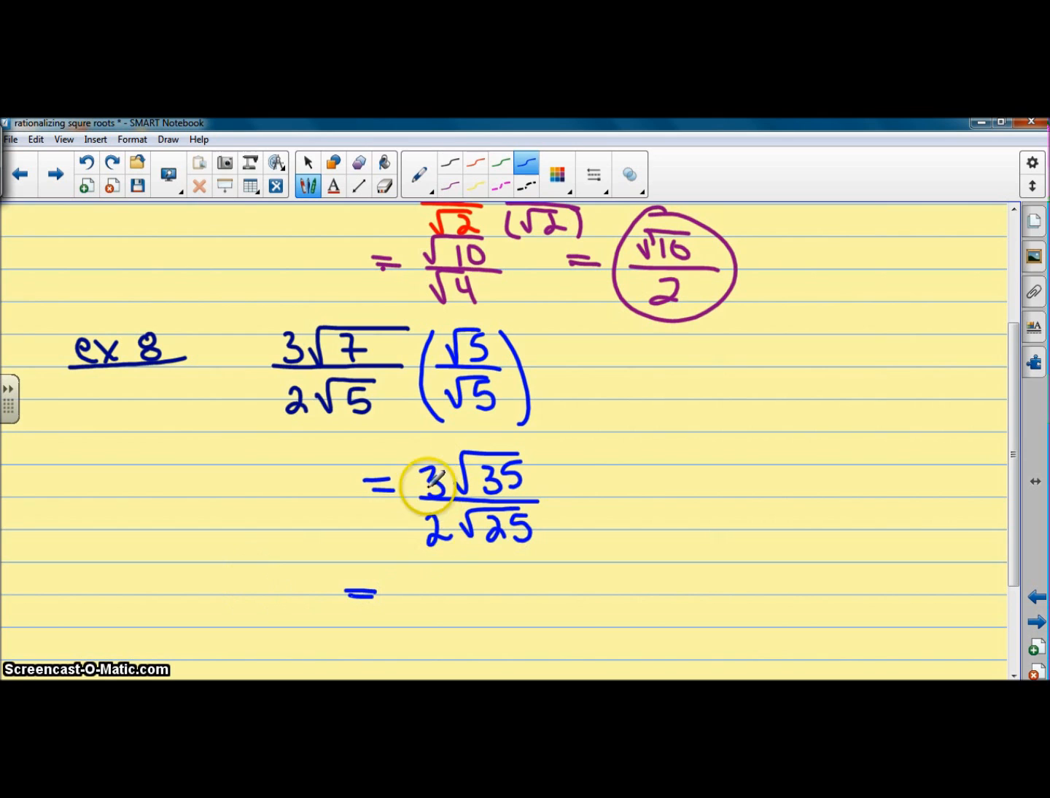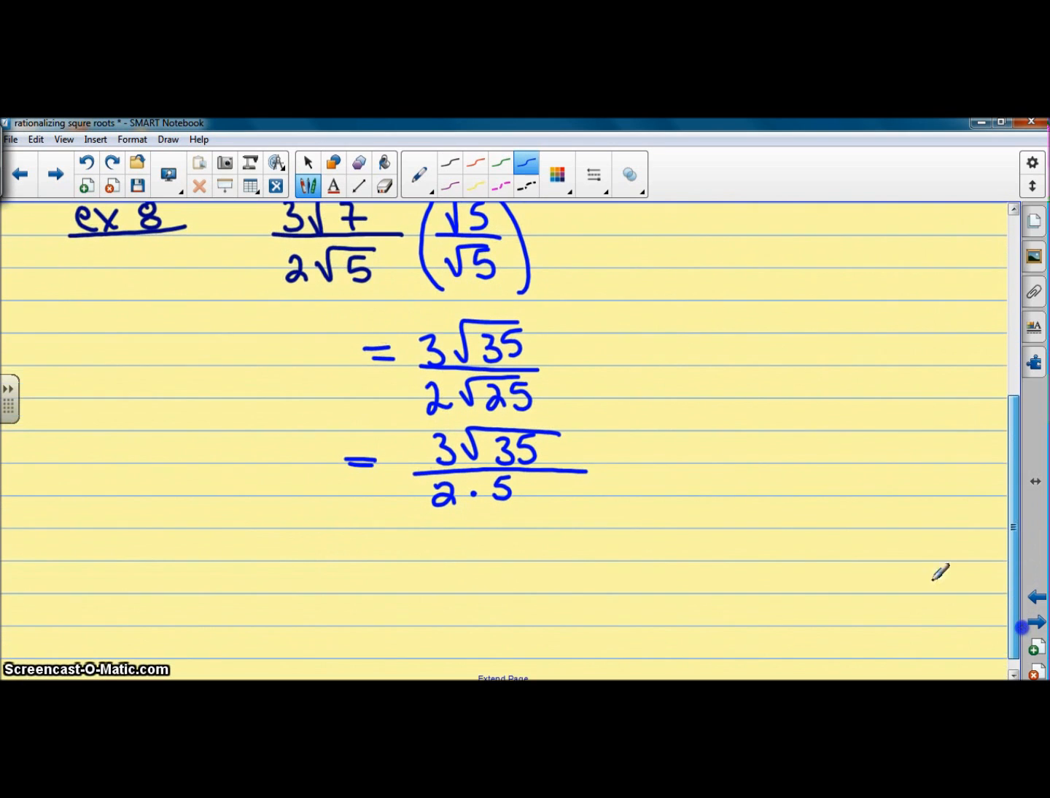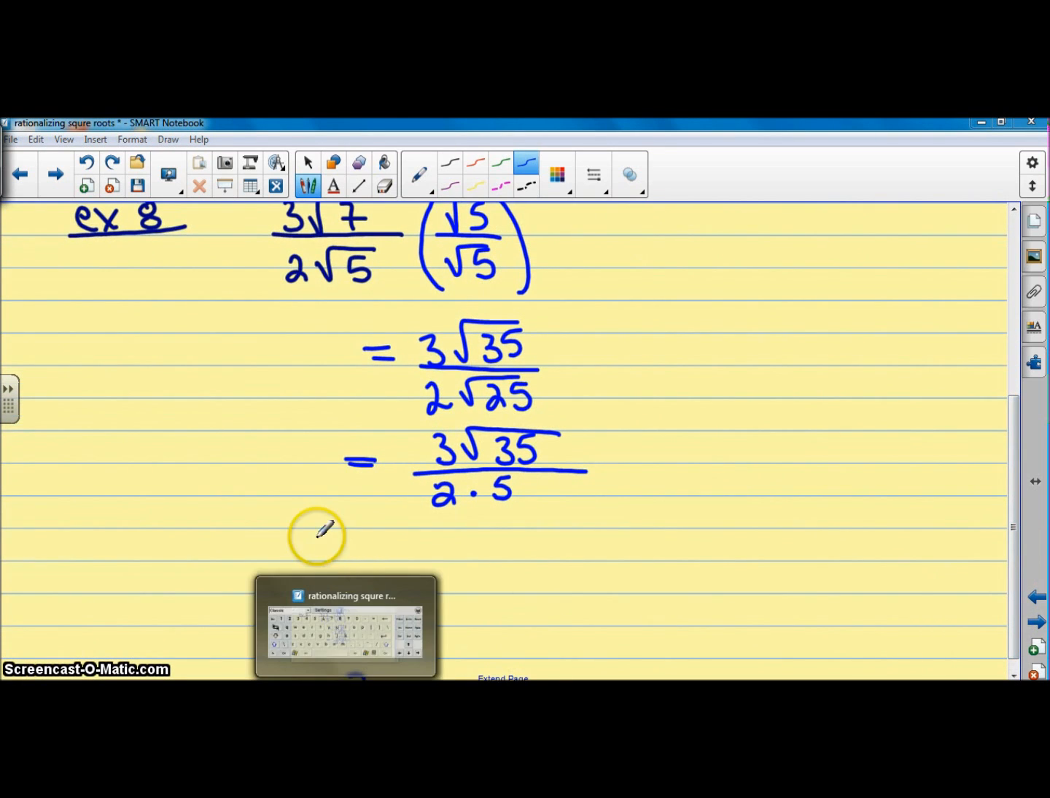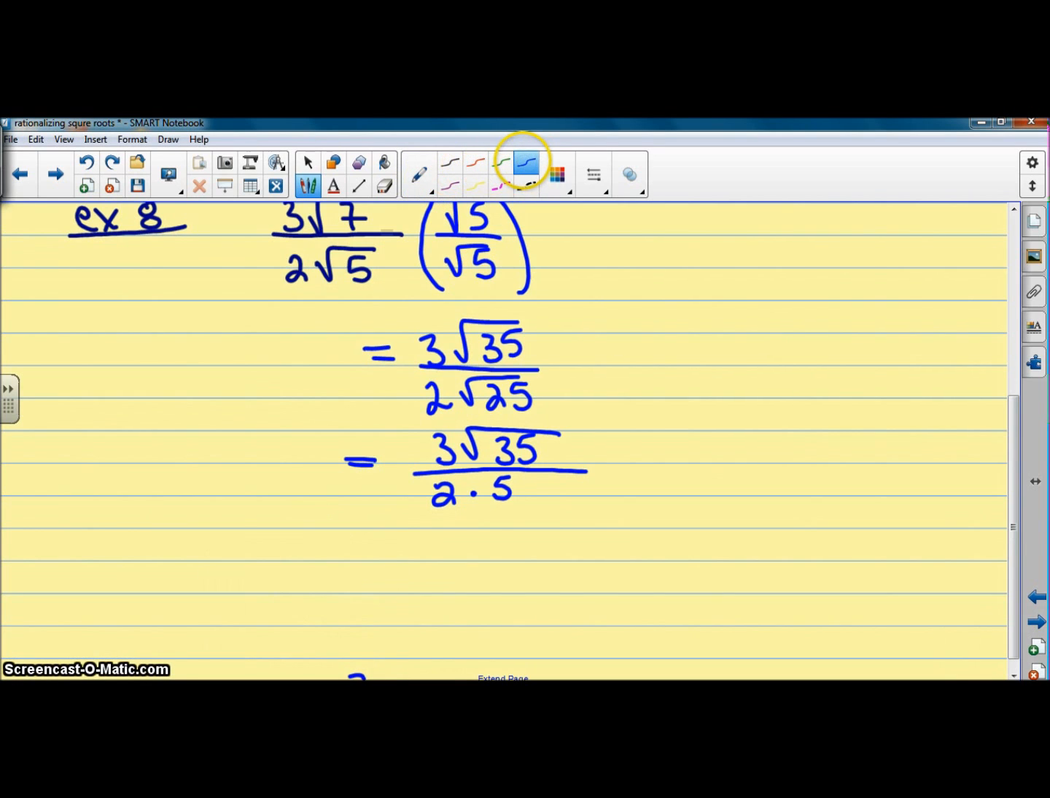Now 3 over 2 does not reduce down, that's not a fraction I can reduce, but 25 can simplify to 5, so my denominator now becomes 2 times 5. And I'm going to keep my 3 square roots of 35 in my numerator. Now 2 times 5 is 10. So my denominator becomes 10, and I have 3 square roots of 35 in my numerator.